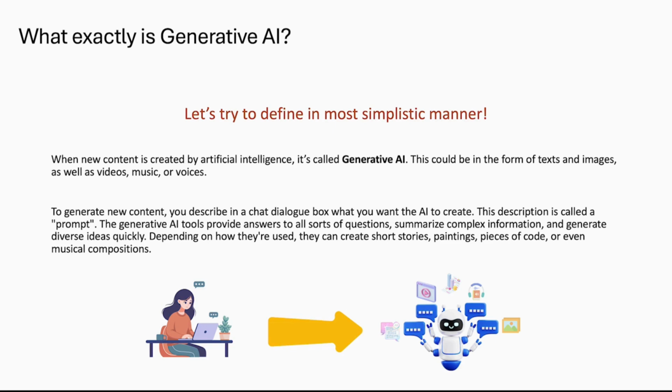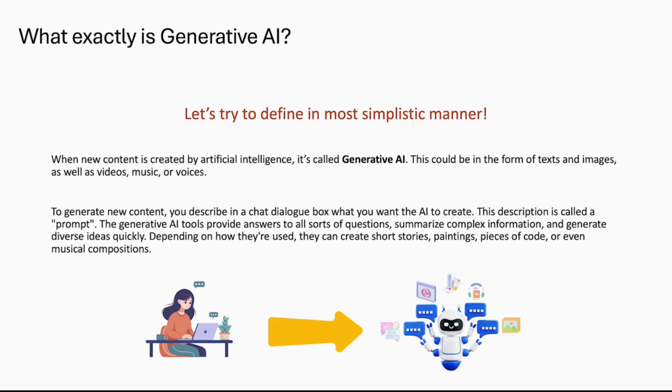Now, the other question is, how does it create new content? Somebody will have to give it instruction, right? You're spot on there. So in order for the generative AI to create content, you need to provide instructions. You describe that in a small chat dialog box. And based on the description, it starts answering all sorts of questions. It can be summarizing complex information or even generating diverse ideas for that matter.